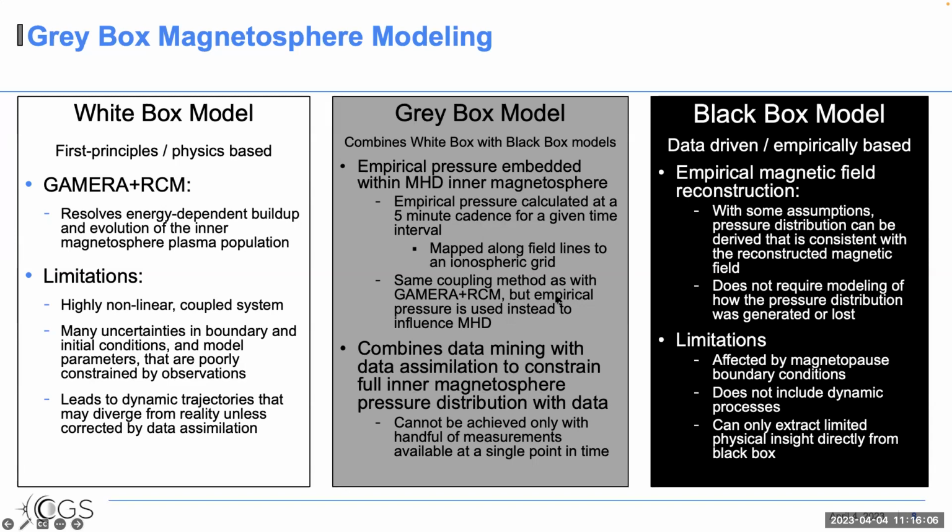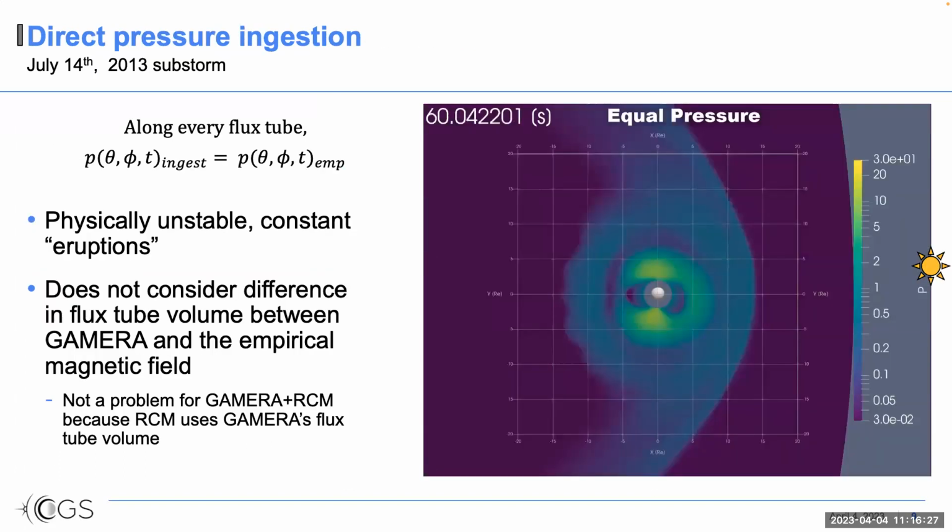So what this effectively does is it combines data mining with data assimilation to constrain the magnetosphere pressure distribution with data, which is something that can't be achieved with only the spacecraft that are available at any point in time, thanks to the reconstruction methods of Sitnov and Stevens.